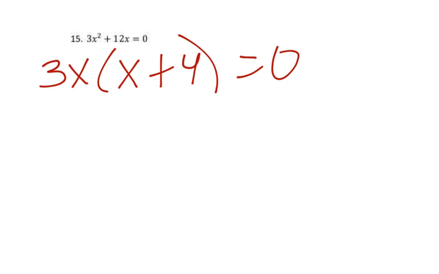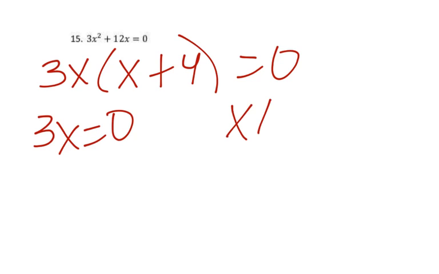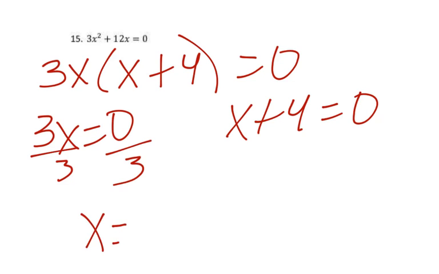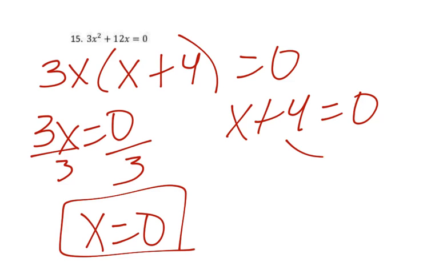When there's only 2 things, look for what they have in common that you can pull out. Pull out a 3 and an x, and it leaves you x plus 4. Take each part and make an equation. So 3x equals 0, x plus 4 equals 0. Divide by 3, x equals 0. Subtract your 4, x equals negative 4.